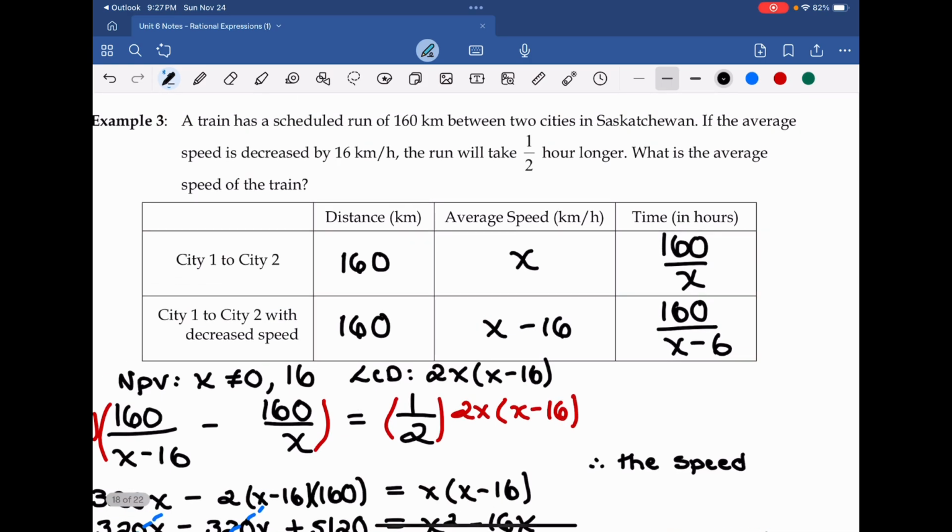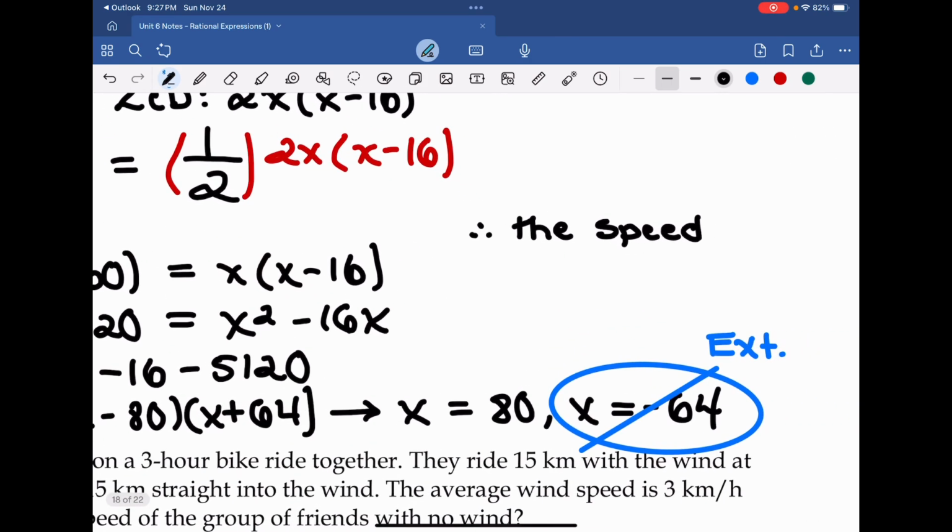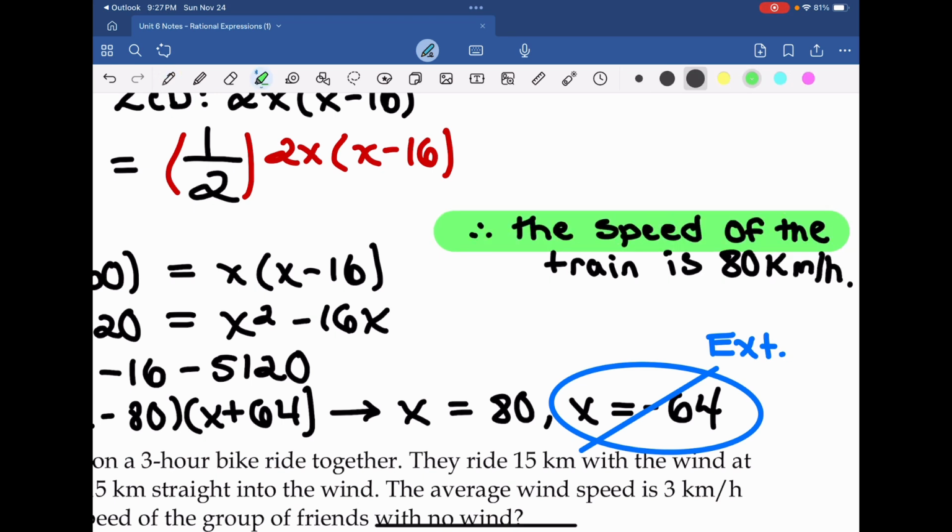And I just want to make sure we actually answer it based on this. What is the average speed of the train? The speed of the train is 80 kilometers an hour. Perfect. And we just make sure to summarize that nicely. We put a box around it or highlight it if you have an available highlighter, and we're good from there.